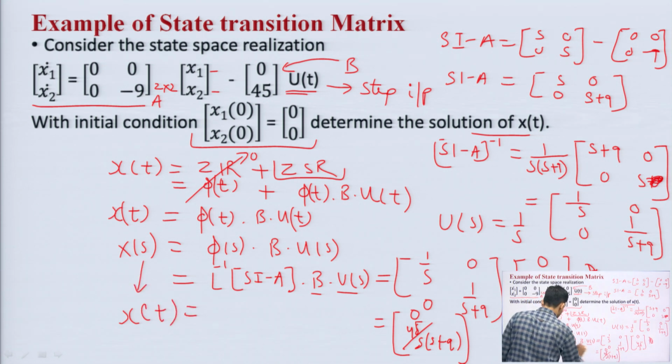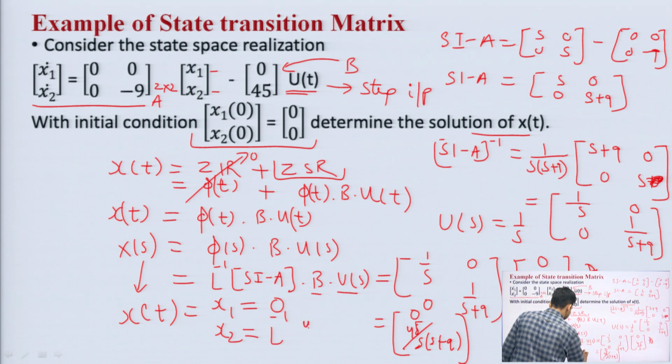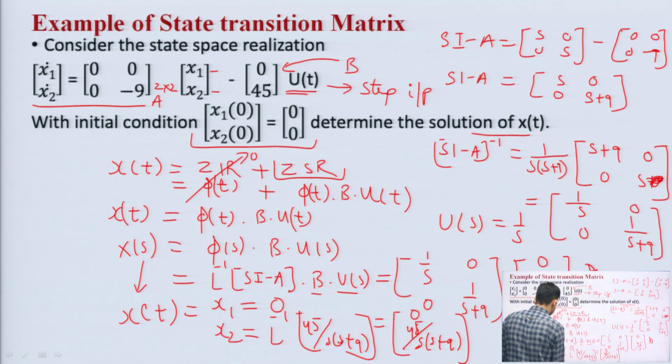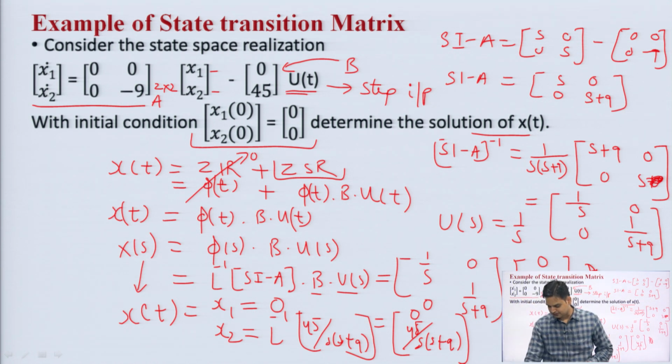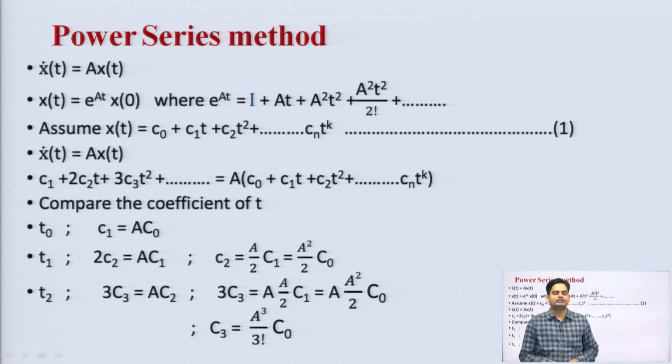The first element would be x1 equal to 0, and the second element x2 is equal to the Laplace inverse of 45 s over s plus 9. You can calculate it yourself, it is very easy. So, in this way we can calculate x of t in terms of this ZSR, right. This is the numerical that can be asked on this topic. Now we will see the method to obtain the state transition matrix.